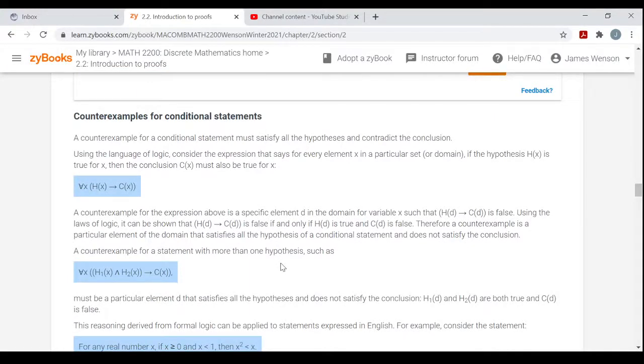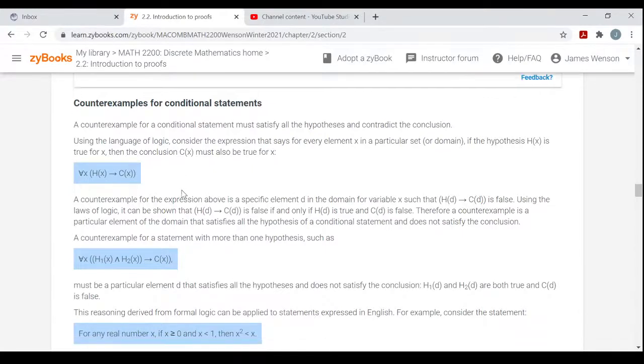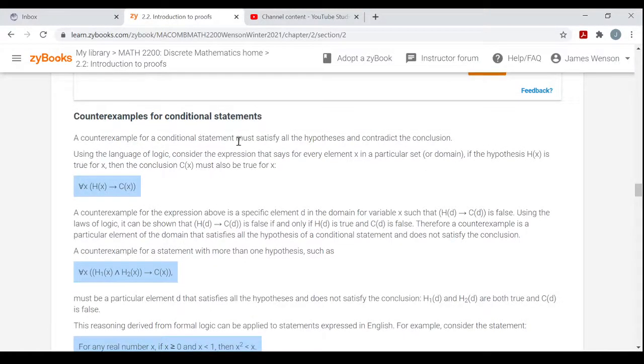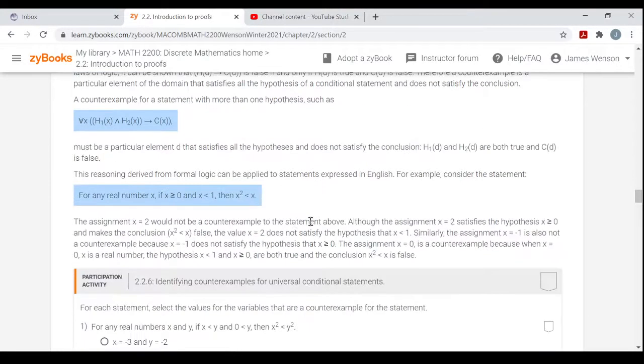Counterexamples for conditional statements. Conditional statements are if-then. We've talked about conditional statements back in chapter 1. Implications: if this, then that. So a counterexample for a conditional statement must satisfy the hypotheses and contradict the conclusion. So if you have a universal statement with an implication, if H then C, a counterexample makes H true but C false, therefore making the whole implication false.